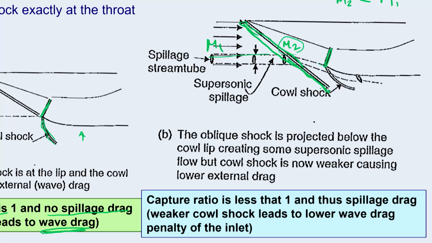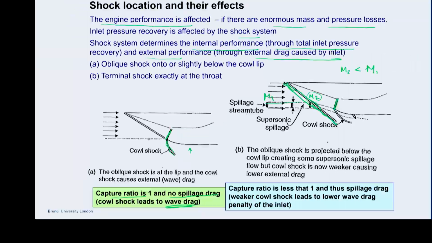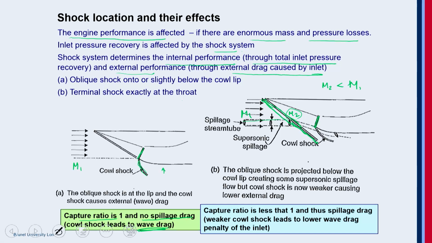Is that clear? Compared to this situation, here entirety of M1 will have an effect on this one. It's a much stronger shock, but here it's a weaker shock. The oblique shock is projected below the cowl lip, creating some supersonic spillage. Of course, there is some mass loss here, but the cowl shock is now weaker, causing lower external drag. But the capture ratio is less than 1, and so there is a spillage. A weak cowl shock leads to lower wave drag penalty of the inlet.